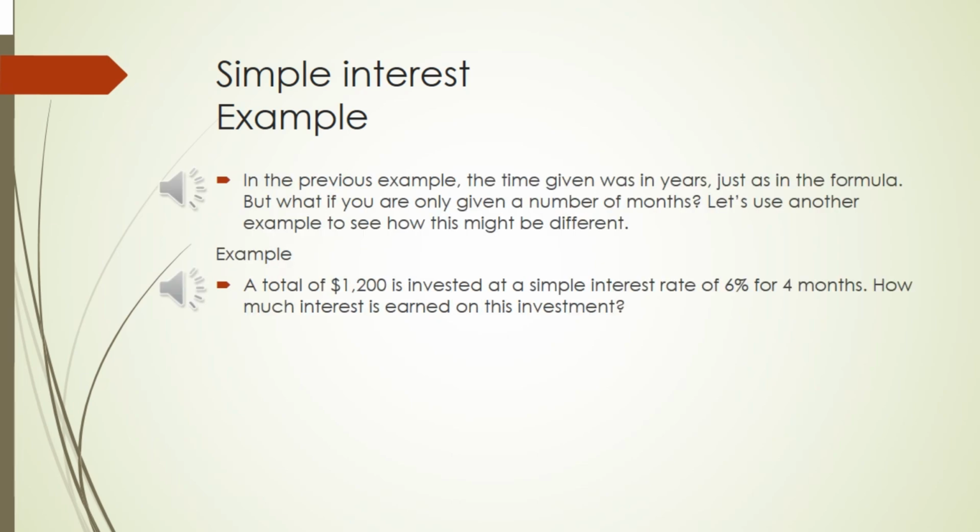In the previous example, the time given was in years, just as in the formula. But what if you are only given a number of months? Let us use an example to see how this might be different. Example 2. A total of 1,200 is invested at a simple interest rate of 6% for 4 months. How much interest is earned on this investment?